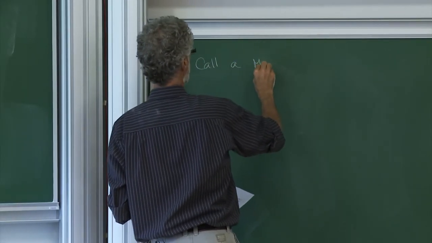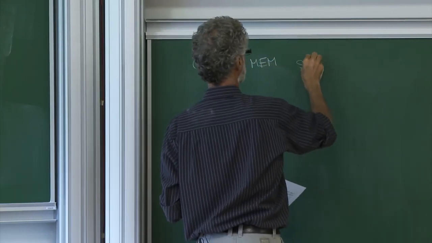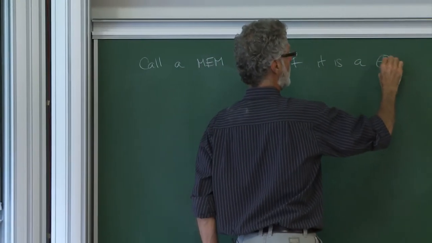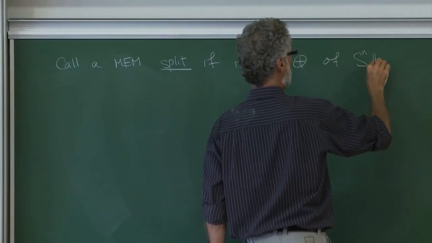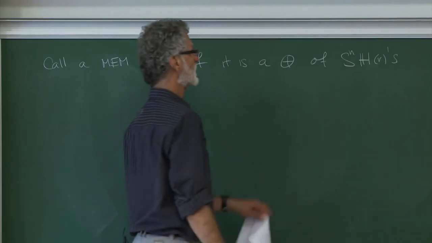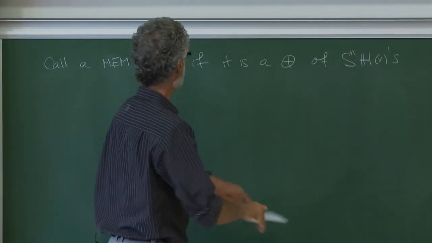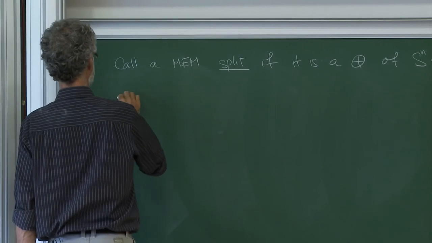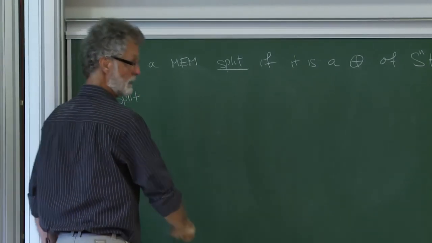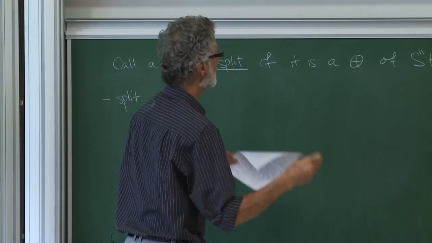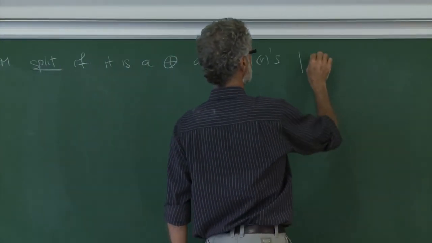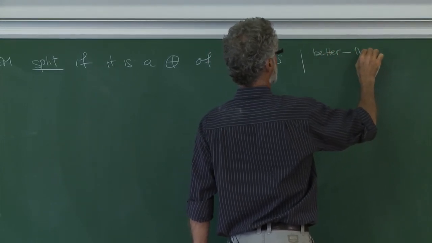Okay, so we're going to call a mixed elliptic motive split if it is a direct sum of SNHRs of simple. These are the simple objects of mixed elliptic motives. And so split means semi-simple in your numbers. Sorry? It means semi-simple because you say it's a direct sum. Yeah, okay. So these are the semi-simple mixed elliptic motives. Yeah, better.